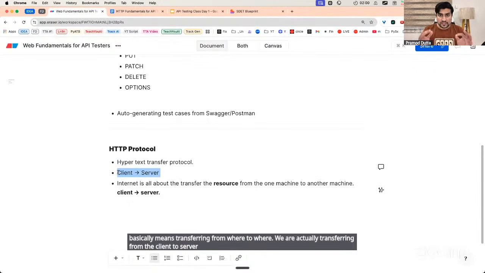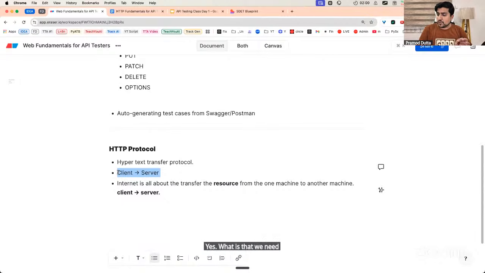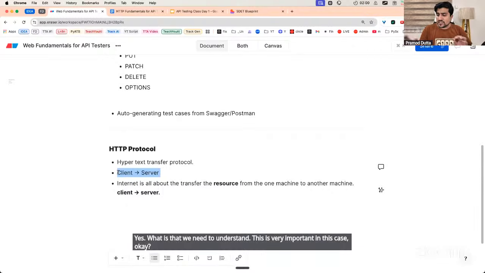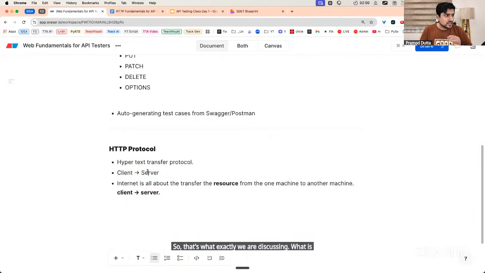What is a client and what is a server? I will explain to you. Don't worry. We are transferring from client to server. Something is getting transferred. Kuch to hai. There is something which is getting transferred, everyone. What is that? We need to understand. This is very important in this case. So that's what exactly we are discussing. What is this? We are basically transferring, right?